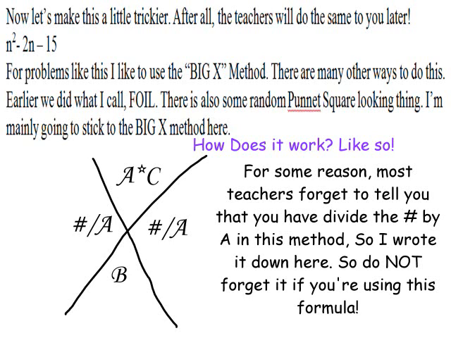For problems like this, I like to use the big X method because it's simpler for me, and it's kind of like the FOIL method. It puts in a visual for everybody, which is pretty much what we did earlier. We did FOIL. There's also a random Punnett square looking thing.